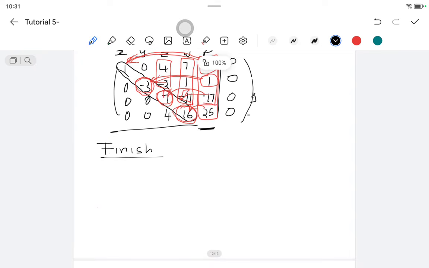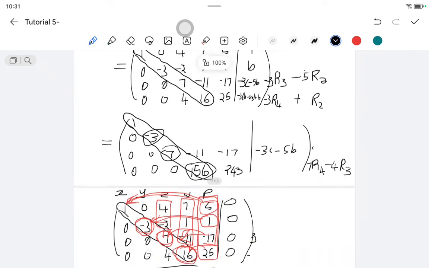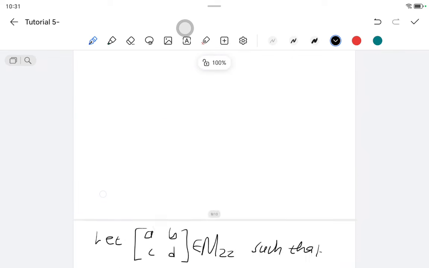So for you to finish this, you must change this matrix to a reduced row echelon form. Then that's when you can finish, right? And then now we are given D. On D, we are given this. We are given that.